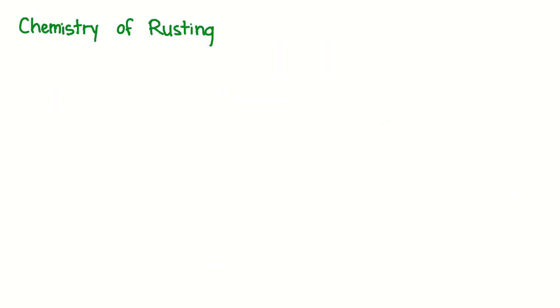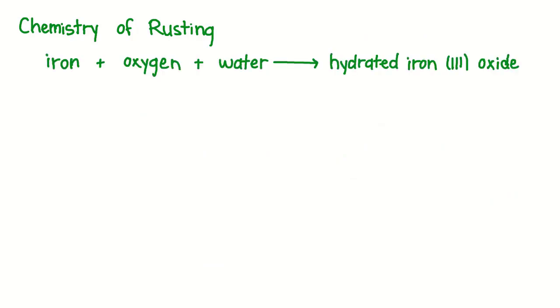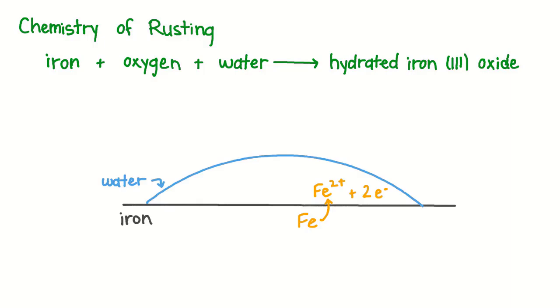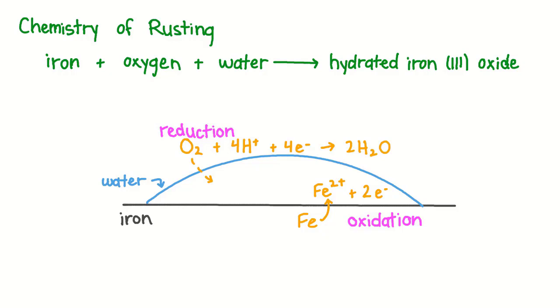Now let's take a look at the chemistry that's involved in rusting. There are many reactions that are involved in rusting, but we'll just be looking at the main ones that are involved in the formation of the hydrated iron(III) oxide. Rusting starts when iron metal dissolves in water, which forms iron 2+ ions and 2 electrons. Since iron is losing electrons, this is oxidation. Whenever something is oxidized, something else must be reduced. And that something is oxygen gas dissolved in the water.